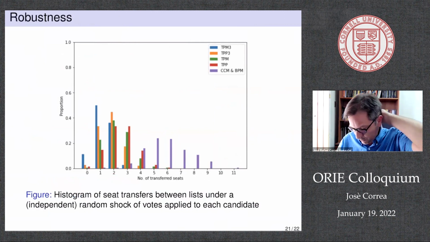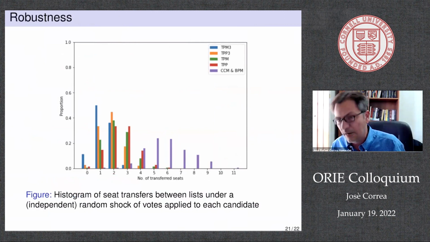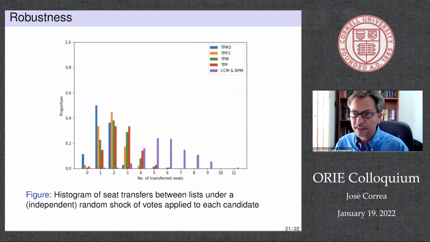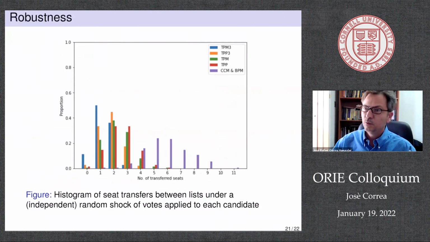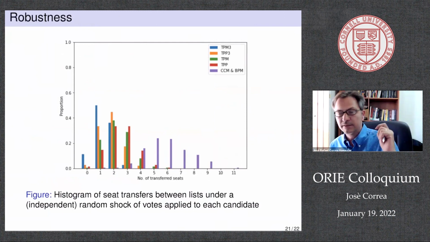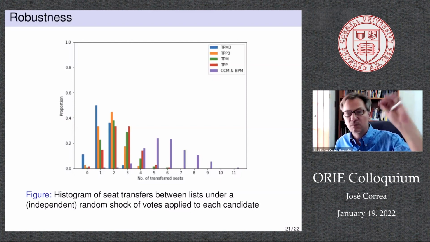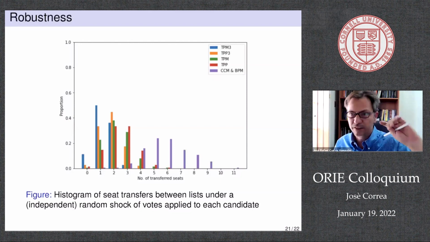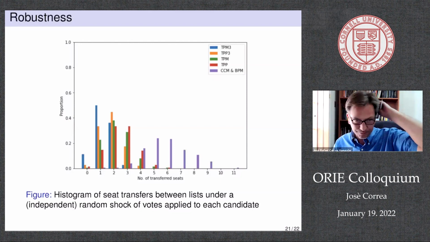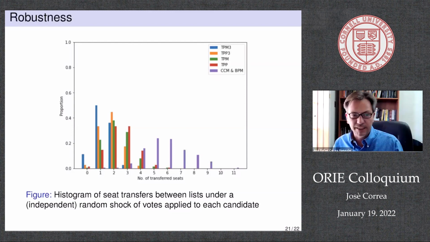And this is an interesting result. So one thing we do is the following. What happens if you perturb the results, like if you perturb the votes? So we take some small perturbations of the votes, and we compute how many seats change from one party to another. So we take the same instance, we perturb each entry of the vote matrix, the votes of each candidate, by some small random number, and compute how many seats change.